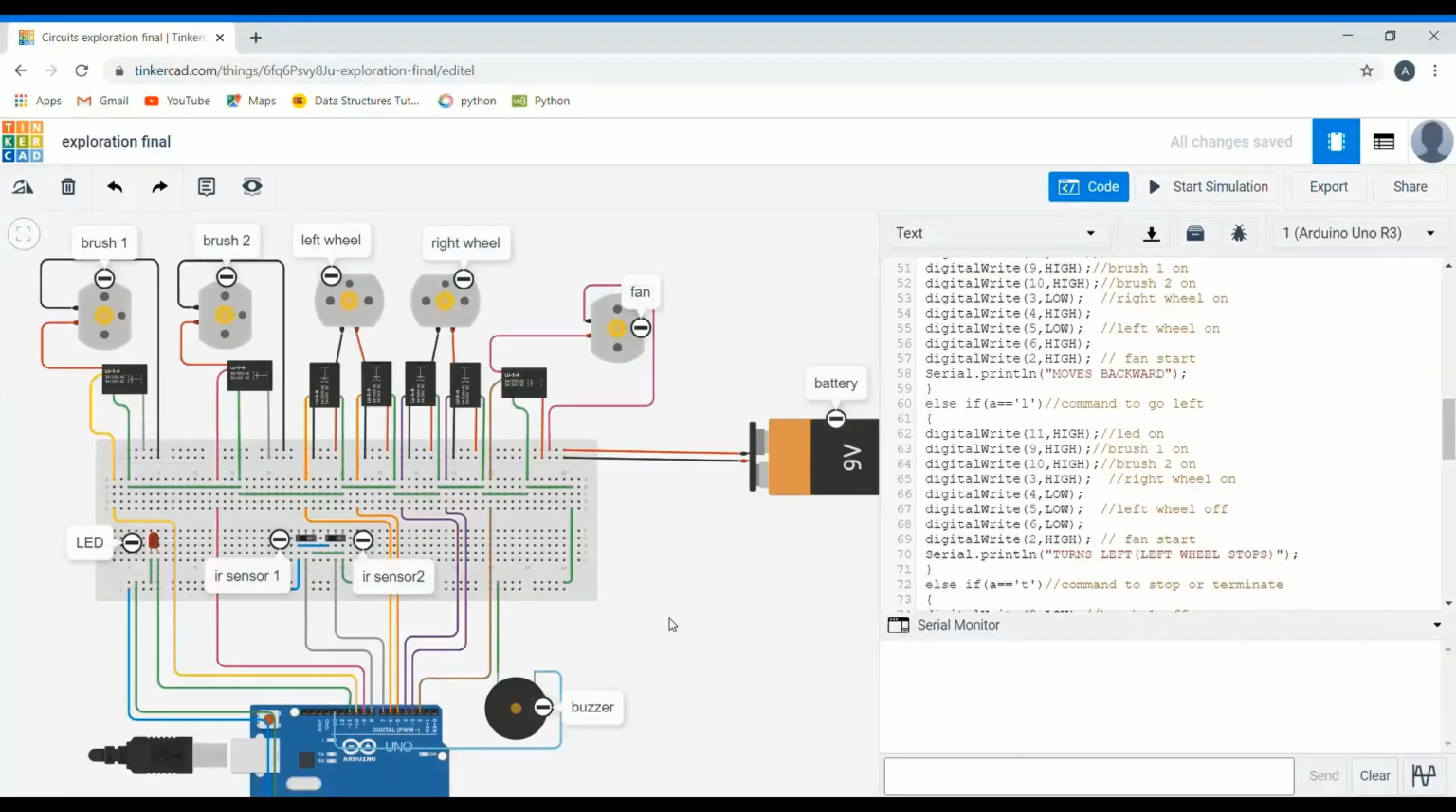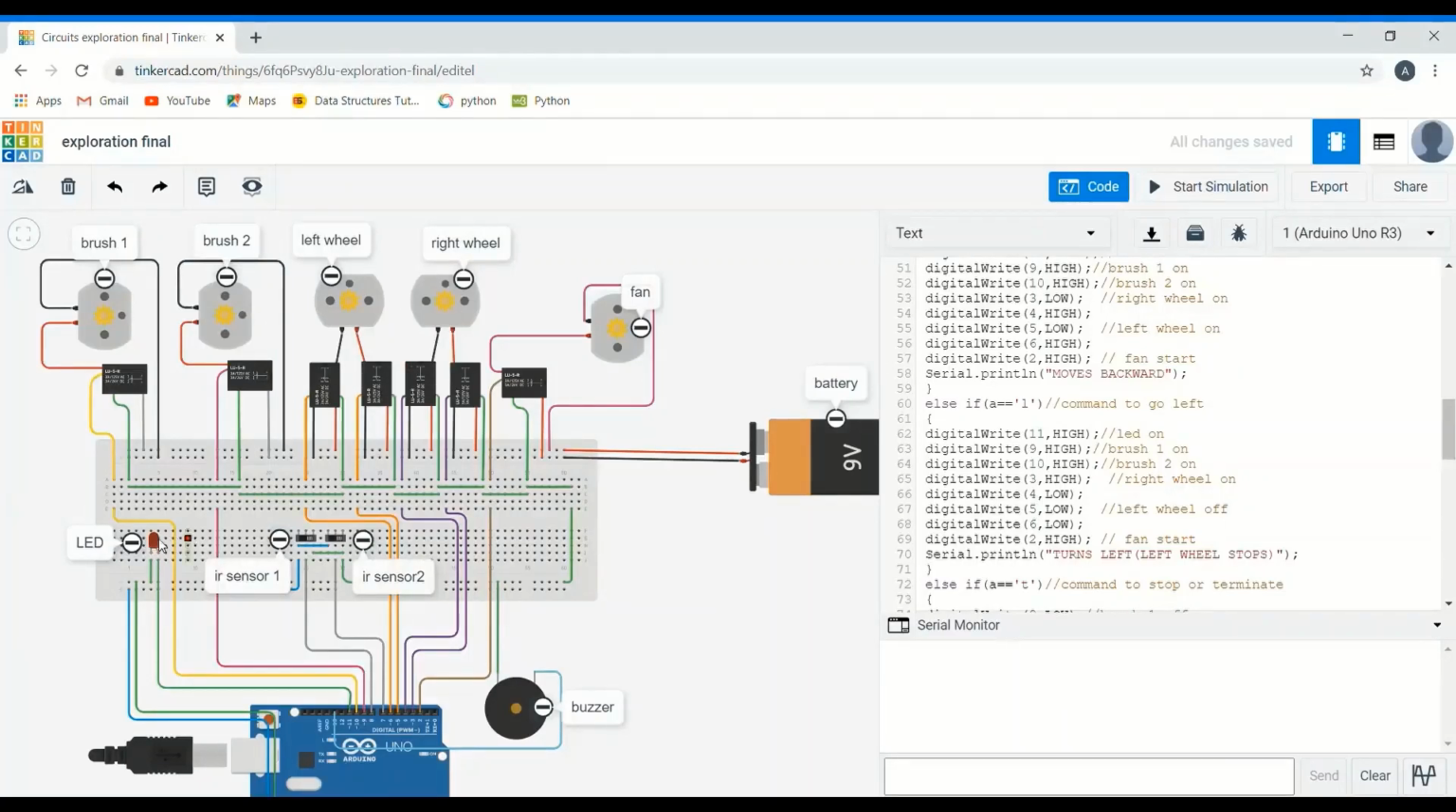Hello everyone, this is Aditya Pai presenting to you the simulation of the circuit. We are using a total of 5 motors in this circuit. These 2 are the brushes, these 2 are the wheels, and this is the fan of the vacuum. We are making sure that the 2 brushes move in opposite directions for cleaning efficiency. This is the left wheel and this is the right wheel.